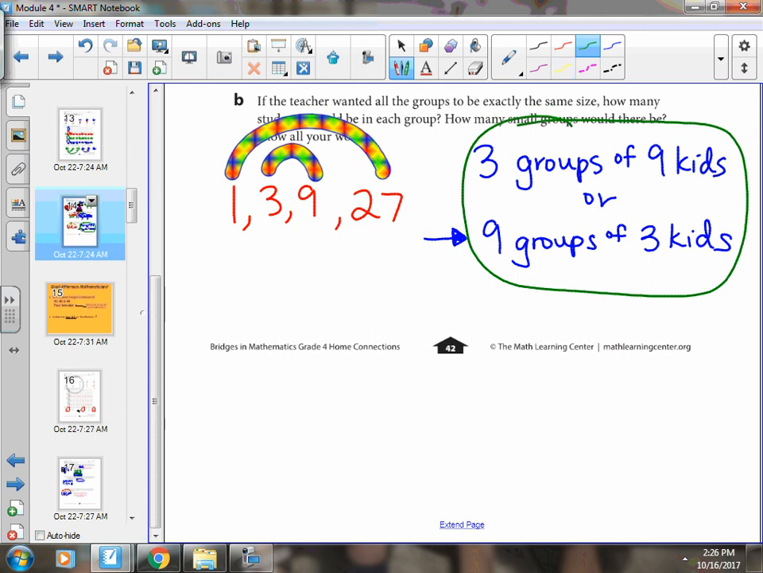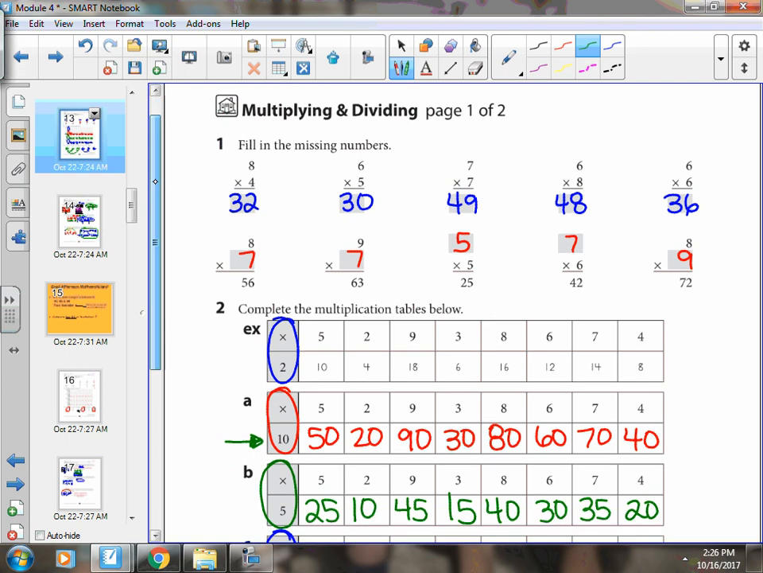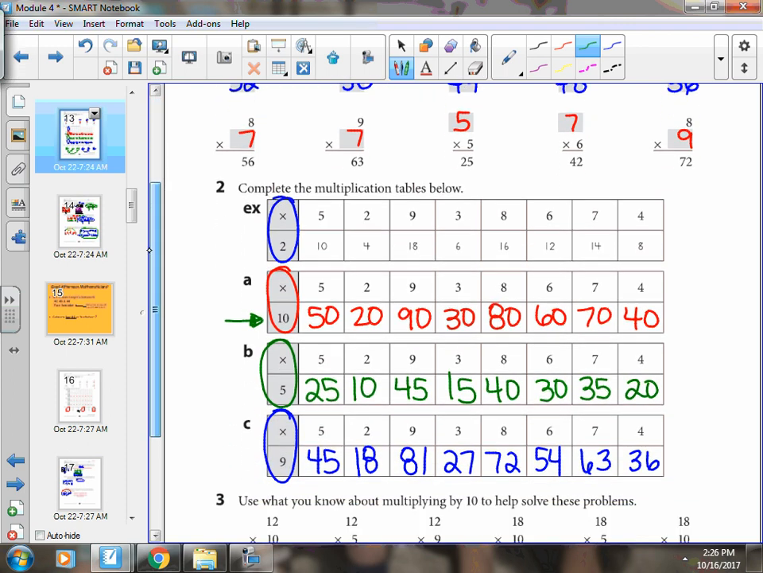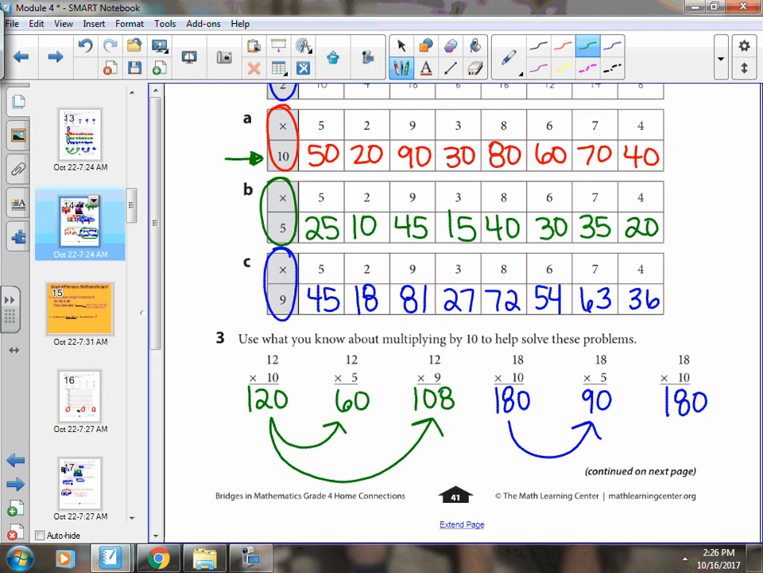All right, the answers for Home Connections 41. Oops, here we go. For 41. And 42.